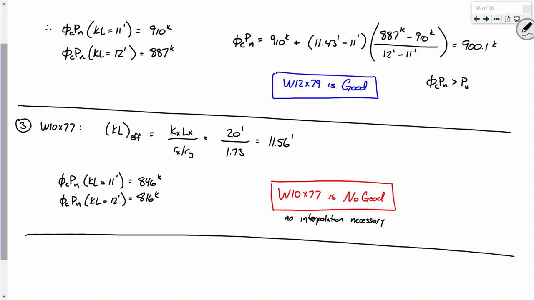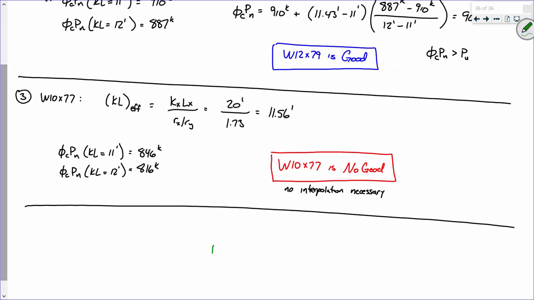Okay, all right. So of our three shapes, one of them's no good, two of them work. Of the two that work, which one should we pick? We don't really care about the most efficient. We care about the one that's going to hit our wallet the lightest. So which one's going to hit our wallet the lightest? The W12 by 79. The efficiency measure actually doesn't really matter. Okay. So use a W12 by 79.